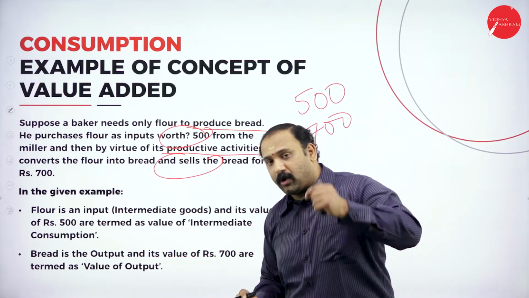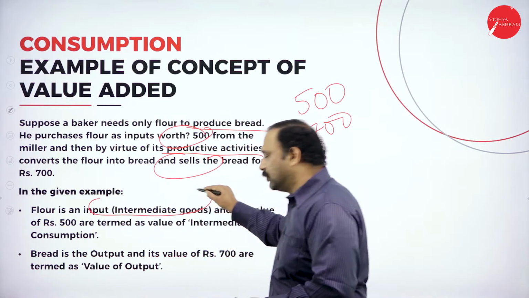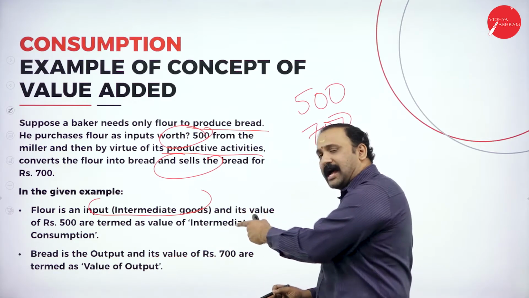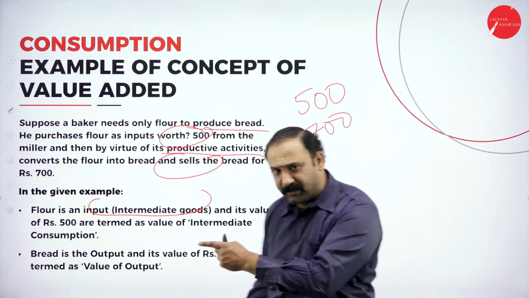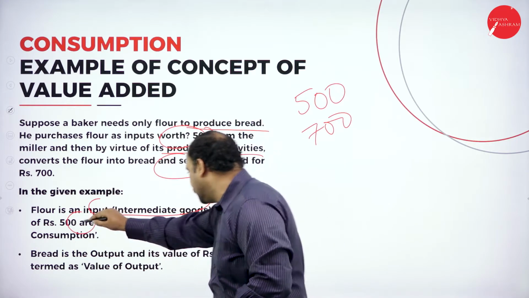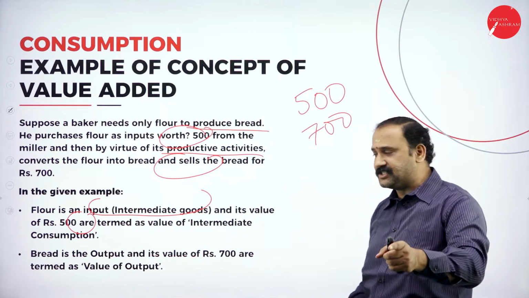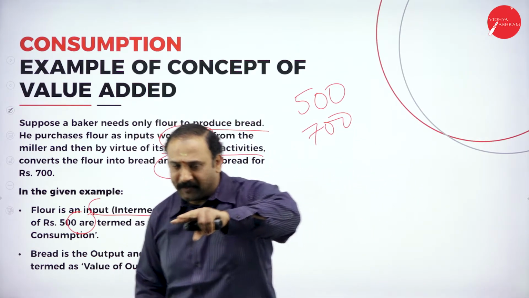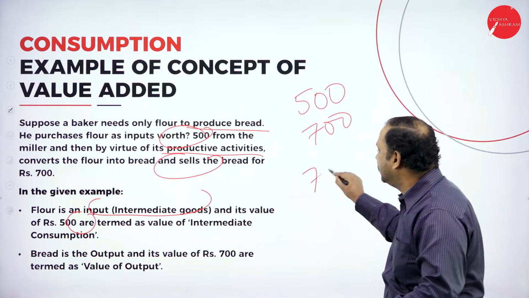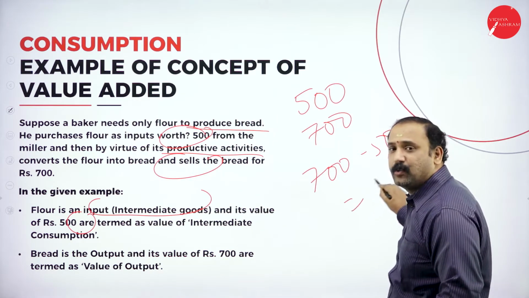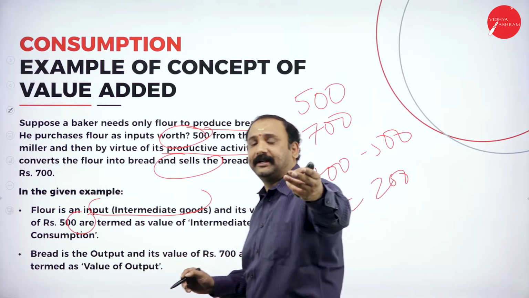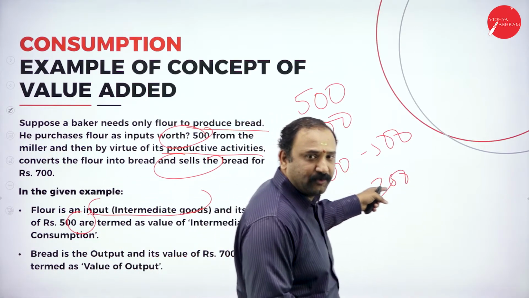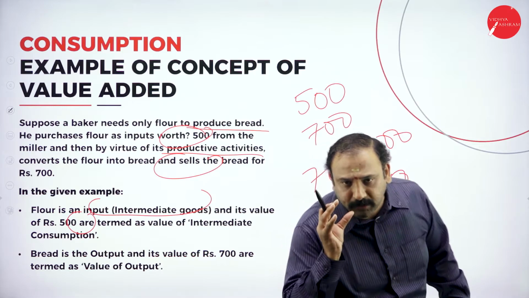Now, the flour or the wheat becomes the input. That's an intermediate good according to us. Why? Because it is going to get converted into a meaningful product. So that value is only an intermediate value, which is priced at 500 rupees here. So we say it is an intermediate consumption. Now what is going to happen is that the flour is going to get converted to bread, and now when you subtract the value, that is 700 minus 500, you get the value as 200. So that is the true value added. At the end of the day, when that baker sells the bread in the market, the value added is only 200 rupees. That is what you need to see here.